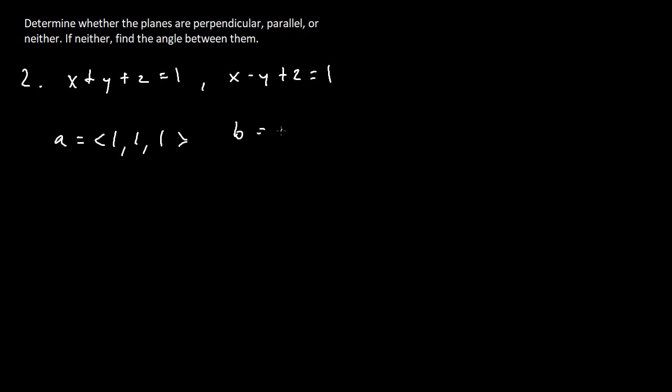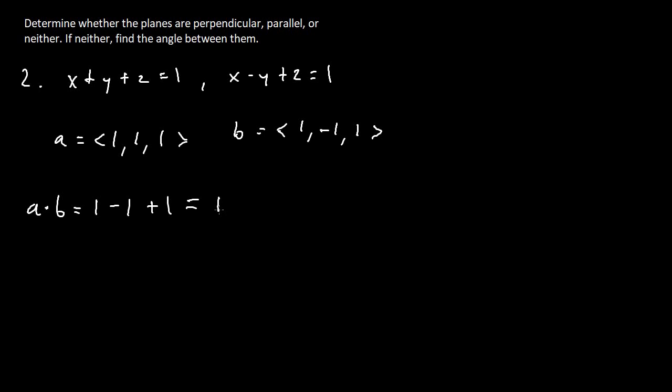And so that's going to have the components 1, negative 1, 1. So let's go ahead and first take the dot product here. The dot product of a times b is going to equal 1 times 1, which gives us 1, plus 1 times negative 1, which is negative 1, and then plus, once again, 1 times 1, which gives us 1. So that's just going to give us a value of 1. That does not equal 0, so we know the relationship, or the angle, is not perpendicular.